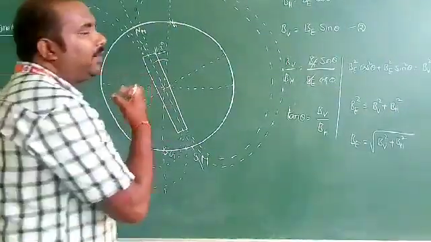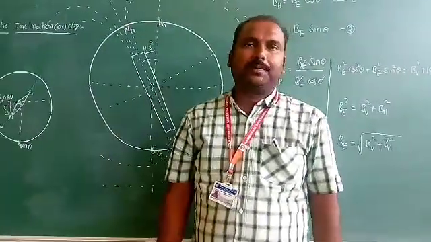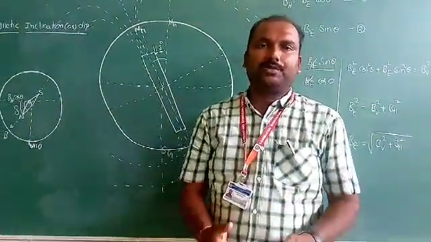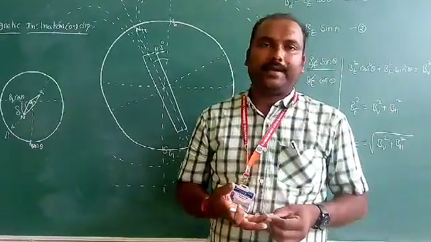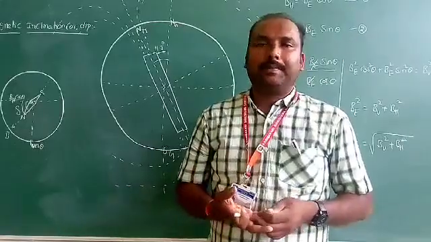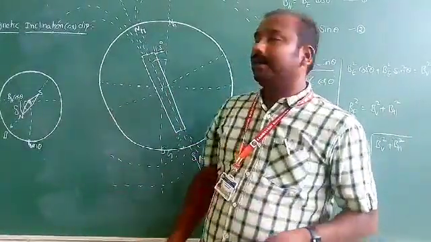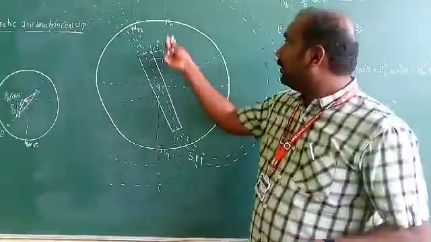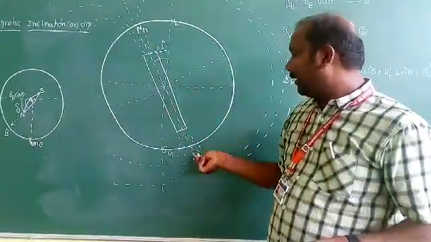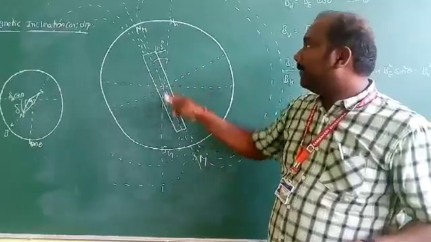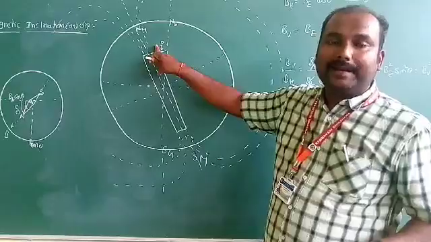So once again, I am recollecting all those things. The study of Earth's magnetic field is called geomagnetism. Geomagnetism is caused by molten fluids flowing inside the earth, creating electric currents, and those electric currents cause magnetism. Afterwards, I drew the Earth's magnetism diagram. This is geographic north, geographic south, magnetic north, magnetic south. This is the geographic meridian and this is the magnetic meridian. The angle between these two we call the magnetic declination.